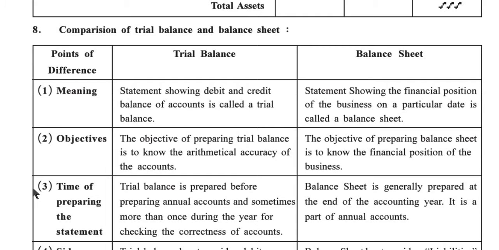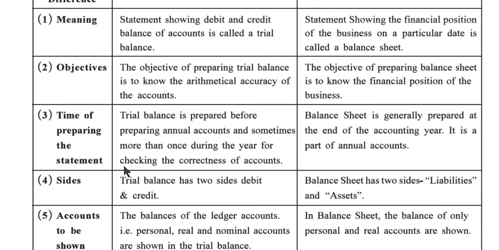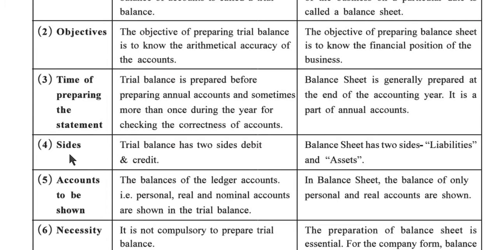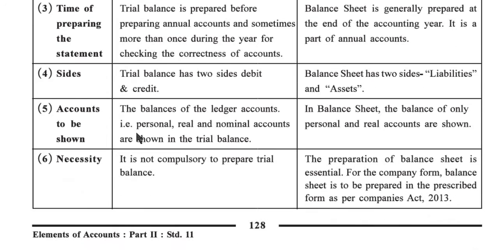Time of preparing the statement. Trial balance is prepared before preparing annual accounts and sometimes more than once during the year for checking the correctness of the accounts. Balance sheet is generally prepared at the end of the accounting year. It is a part of annual accounts. Sides. Trial balance has two sides, debit and credit. Balance sheet has two sides, liability and asset.